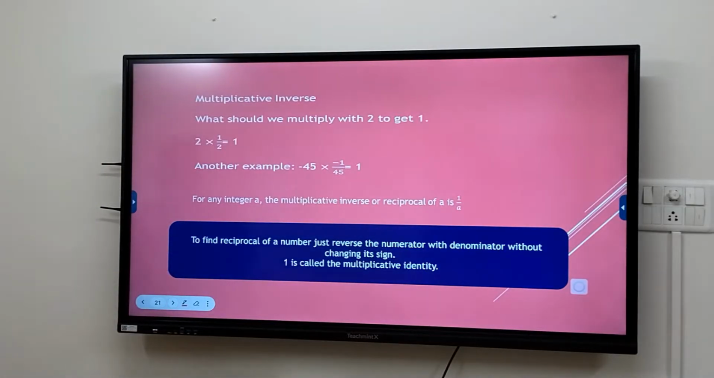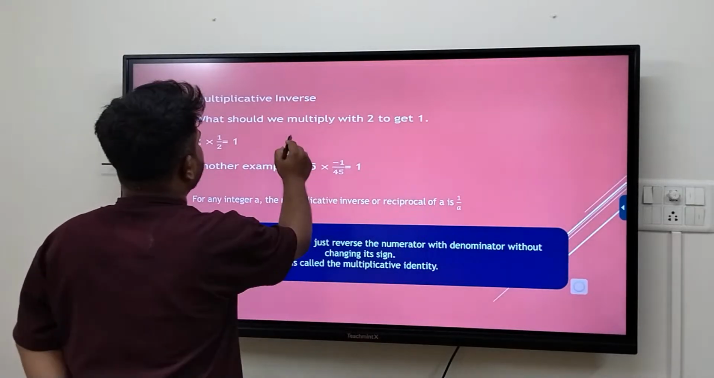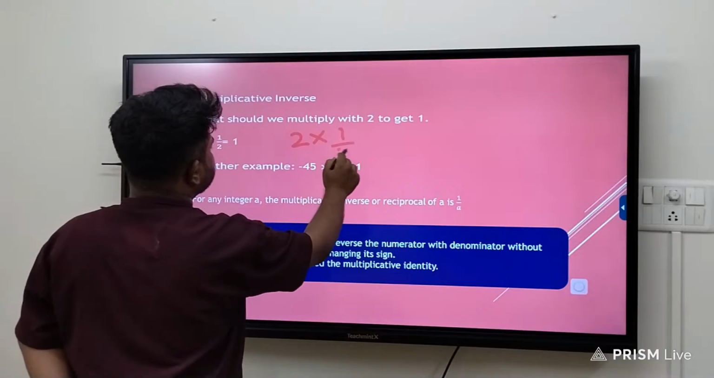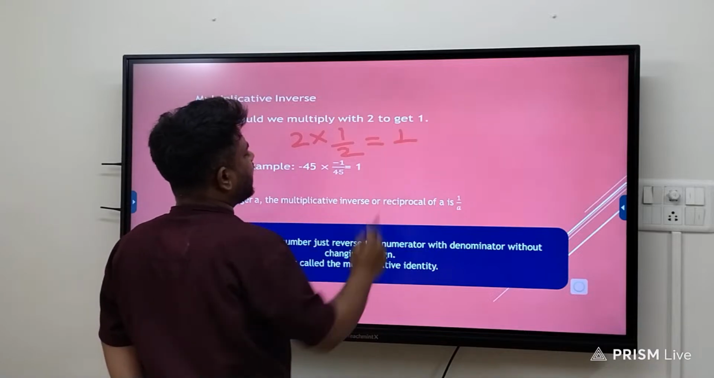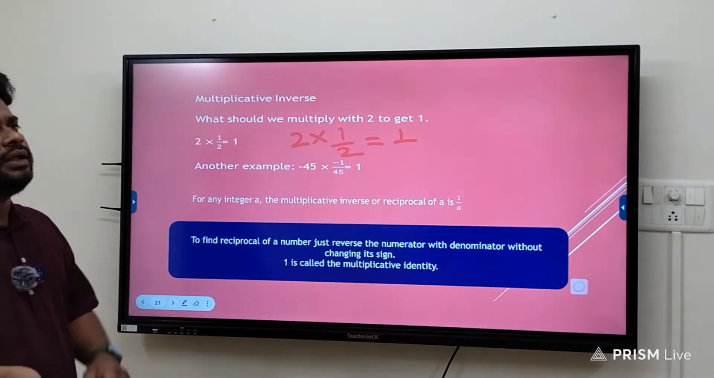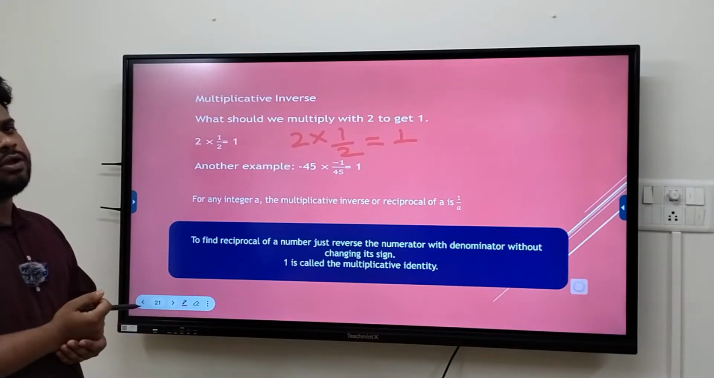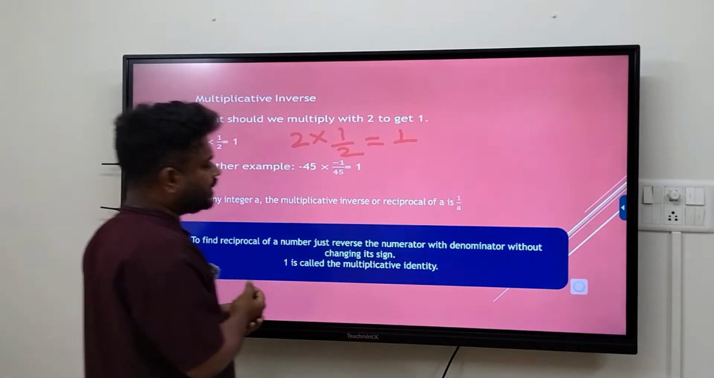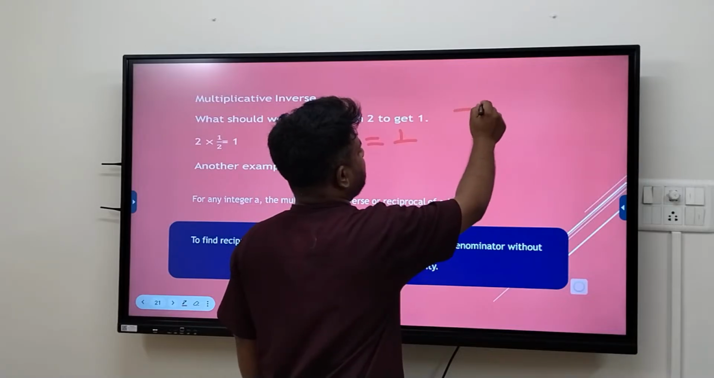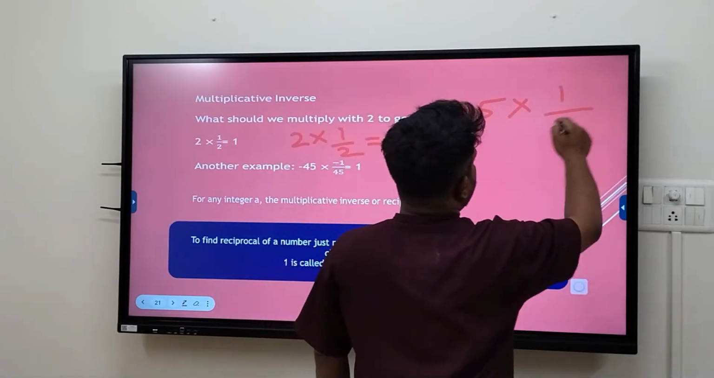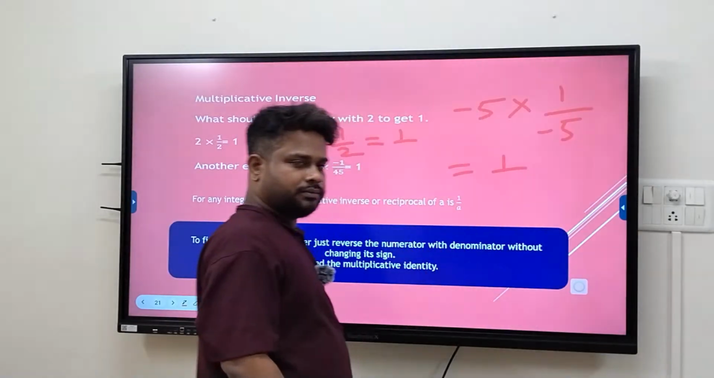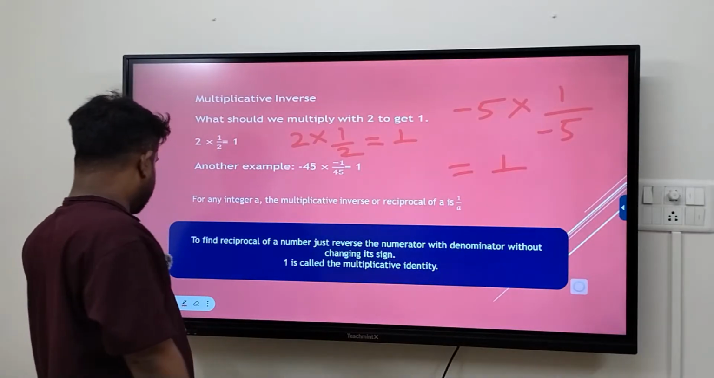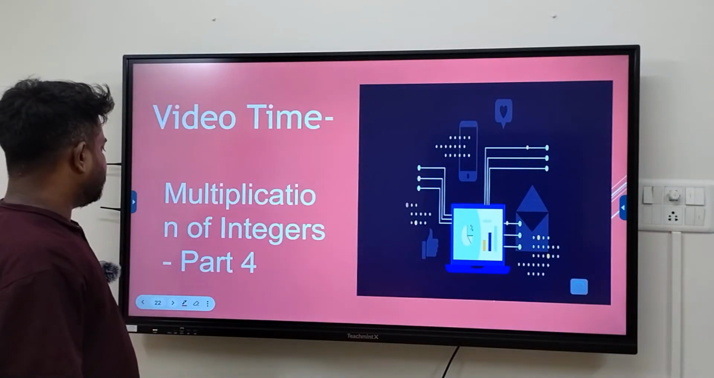Okay, multiplicative inverse. What should we multiply with 2 to get 1? Generally we know that we just multiply the reciprocal of a number with that number itself to get 1. Okay, any number, if multiplied with the reciprocal of that number, the answer will be 1. Just like minus 5, and if we multiply minus 5 with 1 by minus 5, the answer will be 1. Okay. So these were quite easy ones.